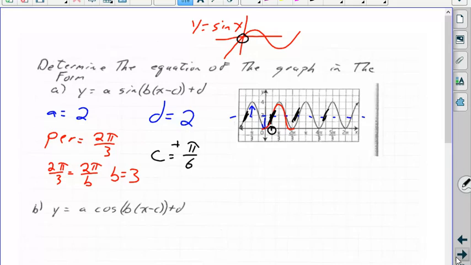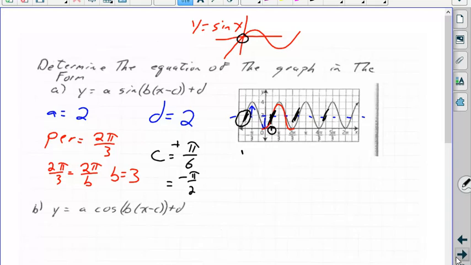I could also say we are going to go pi over 2 units left, and that would be this guy here. Now, both of these equations I'm going to write are perfectly valid for this.